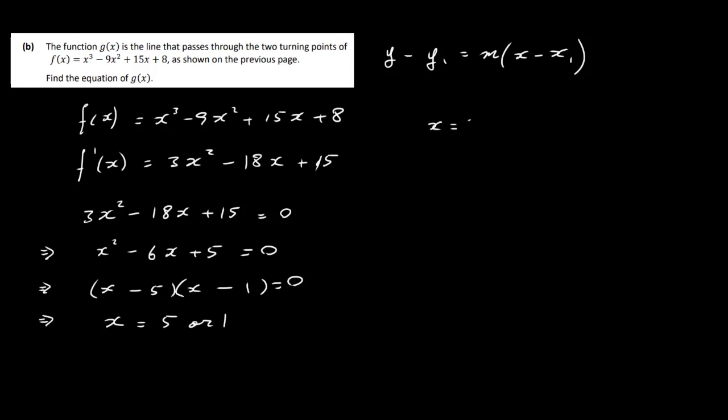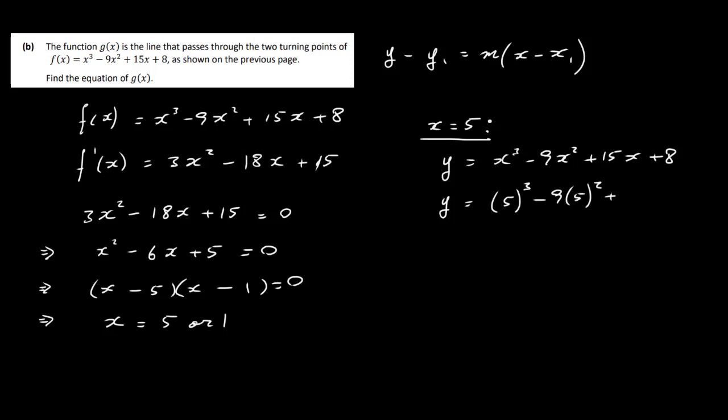Let's say x is equal to 5 first. Let's work out what the y value would be. So we need to put it into our original function. So it's y is equal to x cubed minus 9x squared plus 15x plus 8. So our y then would be equal to 5 cubed minus 9 times 5 squared plus 15 times 5 plus 8.